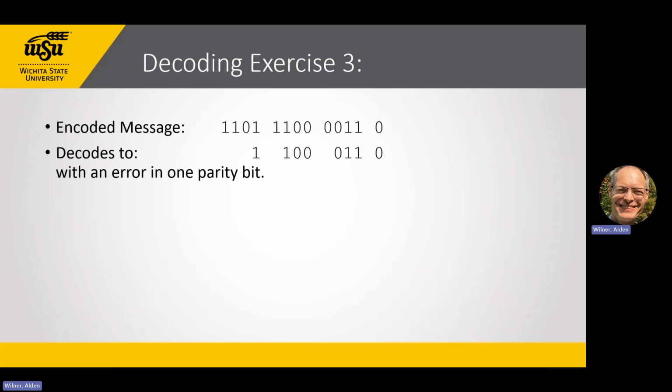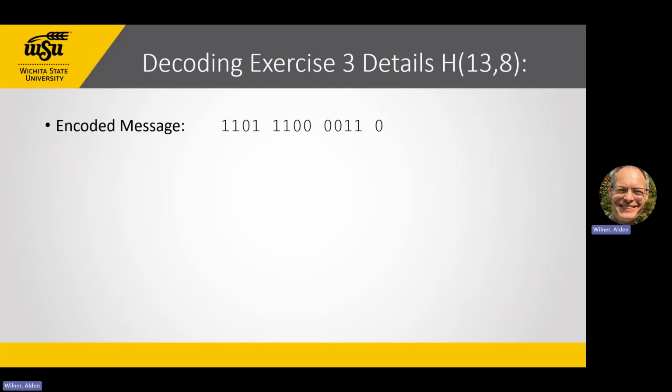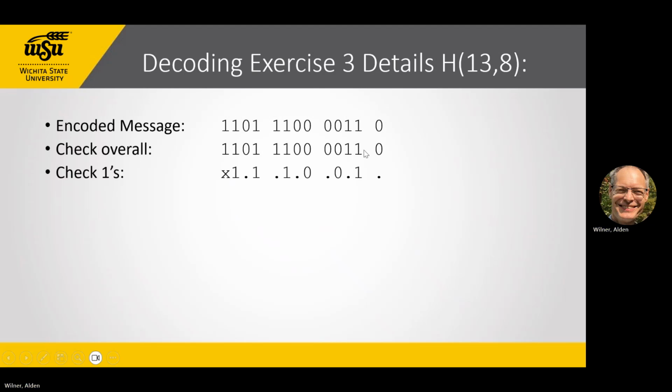Decoding exercise 3. Here's an encoded message, and actually I've got an error in one of the parity bits that I've introduced, because you can have a parity bit flip. So we decode this one. Here's our encoded message. We check this one has an overall parity. You know what? Because I didn't put an X on the front, so this has an overall parity on it. And that says 1, 2, 3, 4, 5, 6, 7. Tells me there's a single bit flipped.